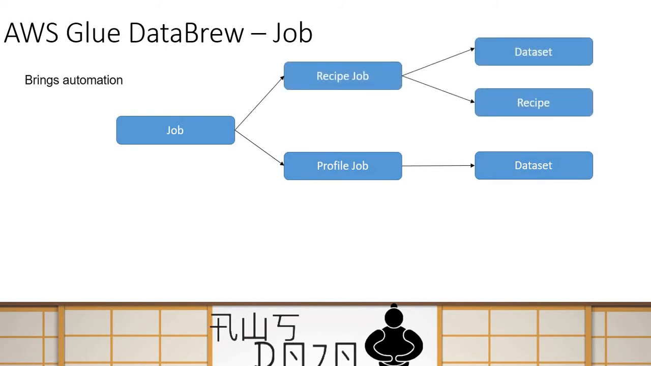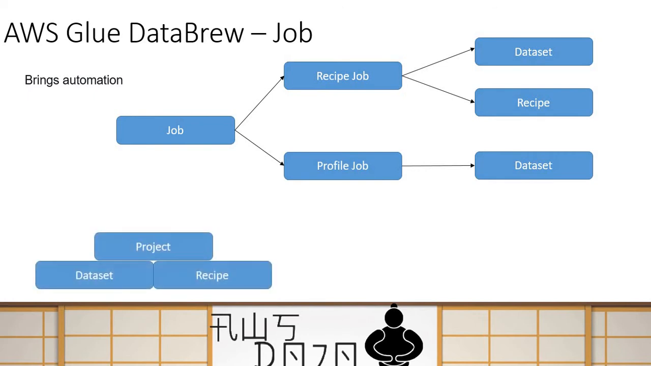Other than that, you can also create a recipe job, and the purpose of the recipe job is to automatically apply the transformations defined in a recipe to your data set. So this is a scenario where you want to read data from the source, apply the transformation on top of that, and then write to some destination.